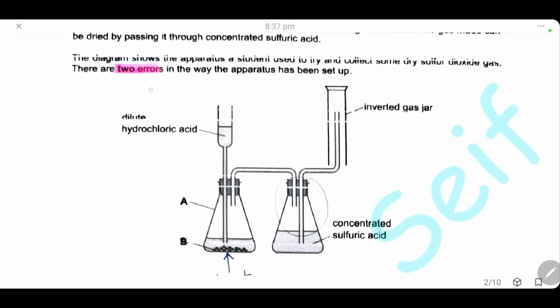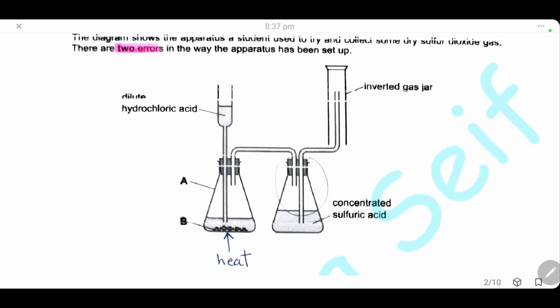There are two errors in the way the apparatus has been set up. Here, as we can see from the diagram, hydrochloric acid is added to the flask through a pipette. Then the gas formed is passed through concentrated sulfuric acid for drying and then collected into an inverted gas jar.